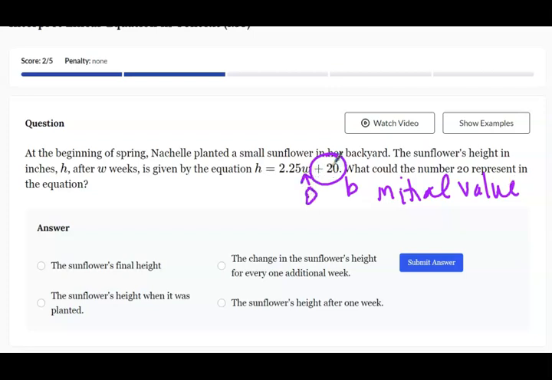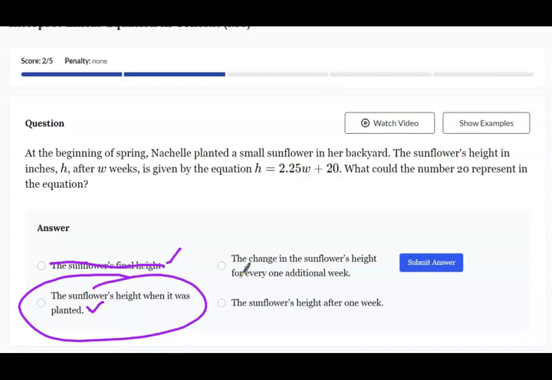If the weeks were 0, you would have a height of 20 inches, right? Because they're measuring in inches. So it's the initial value of the height. So is it the final height? No. Is it the sunflower's height when it was planted initially? This looks right. Let's keep reading.